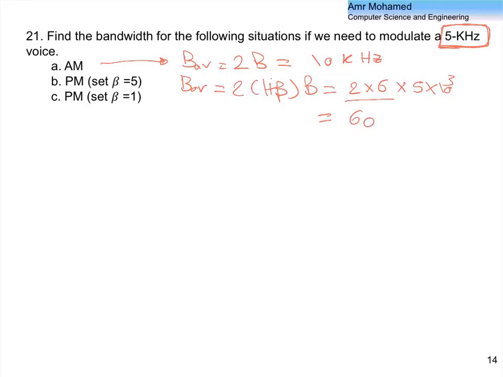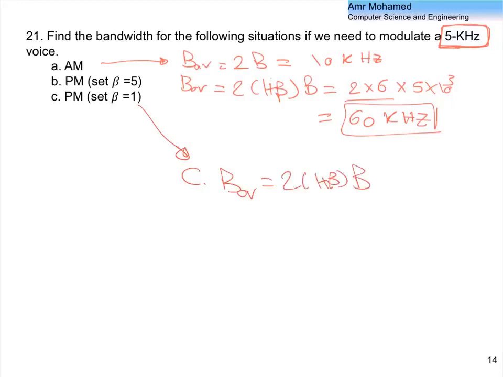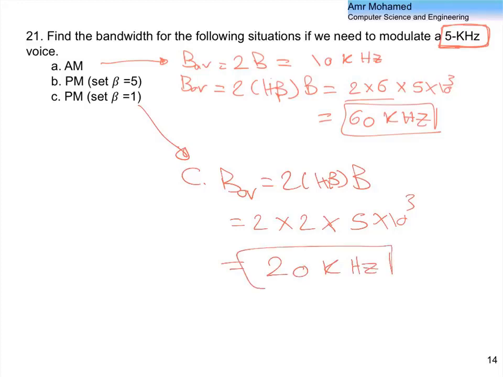For frequency modulation, the bandwidth equals 2 times (1 plus beta) times the bandwidth of the signal. So this is 2 times 6 times 5 times 10 to the power 3, so that's 60 kilohertz. For the last case, case C, the bandwidth is 2 times (1 plus beta) times the bandwidth, so that's 2 times 2 times 5 times 10 to the power 3, so that's 20 kilohertz.